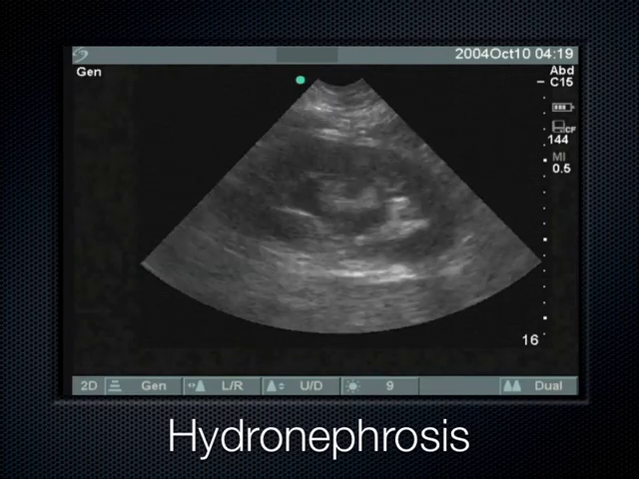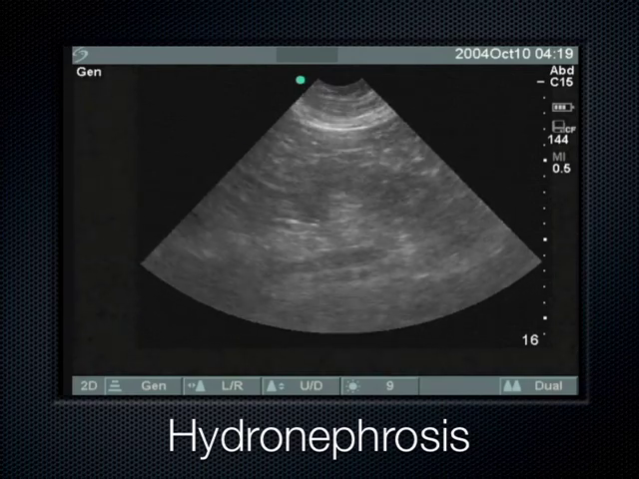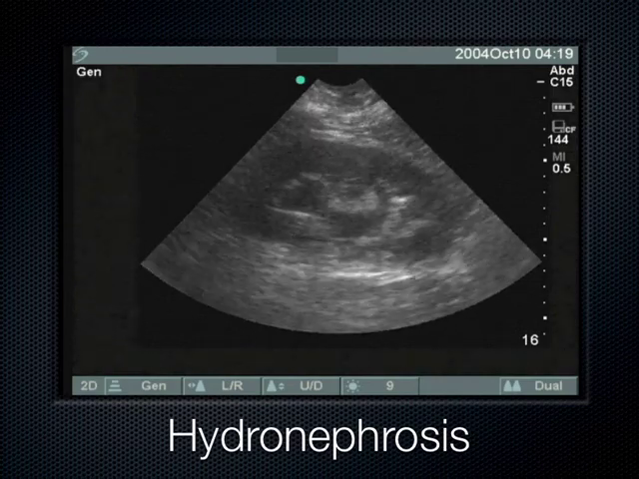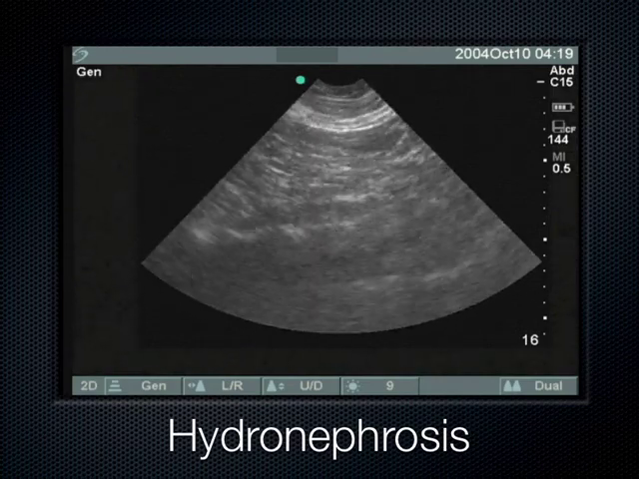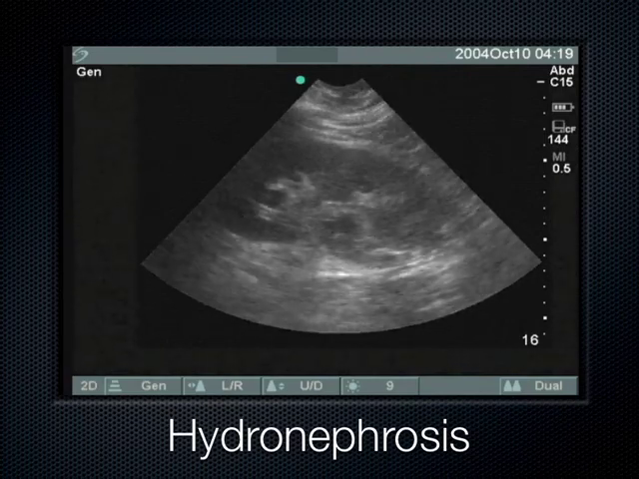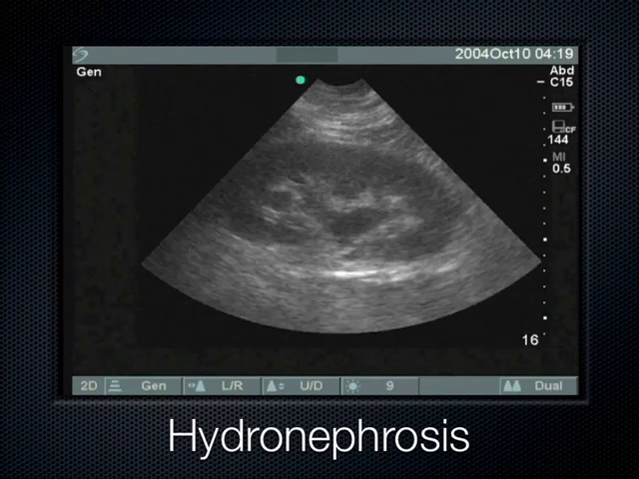And this is what hydronephrosis looks like. It's a little bit of a glove-like formation. See how it kind of splays out a little bit? In the center, there's the pelvis, and the fingers of the glove go out towards the cortex. That's a little bit of mild hydronephrosis there. It's just barely noticeable.